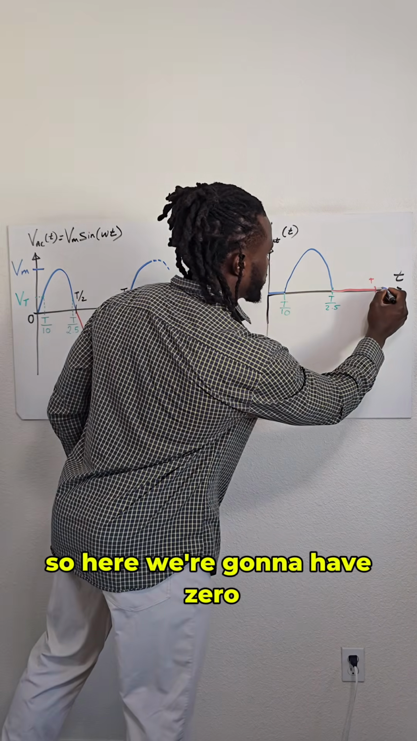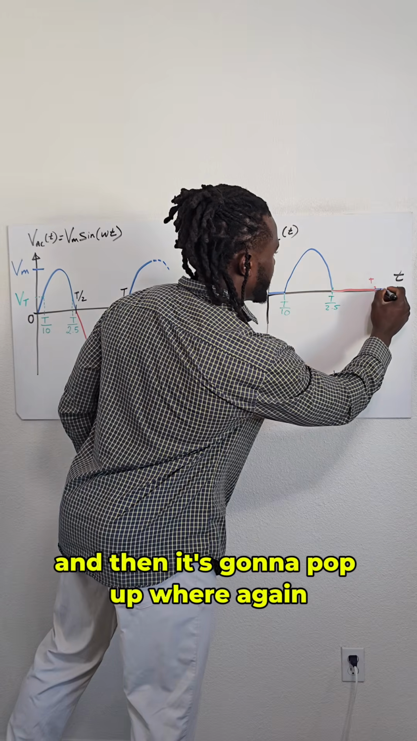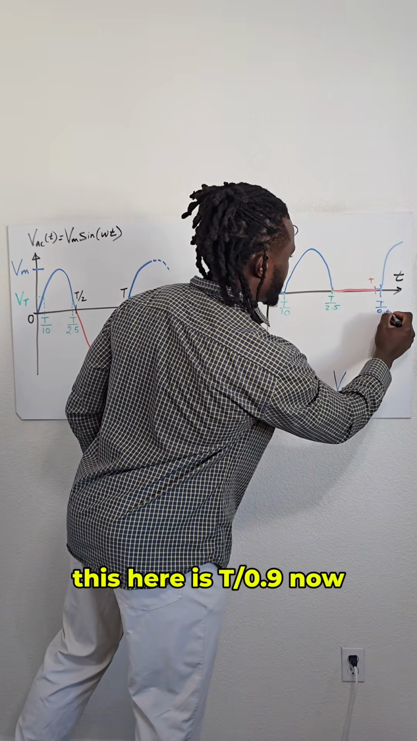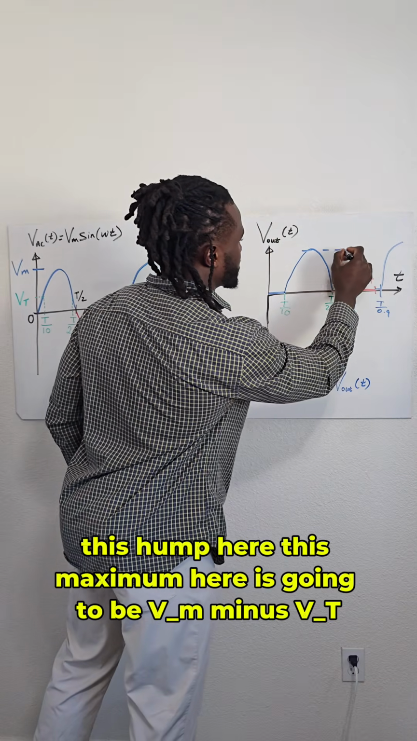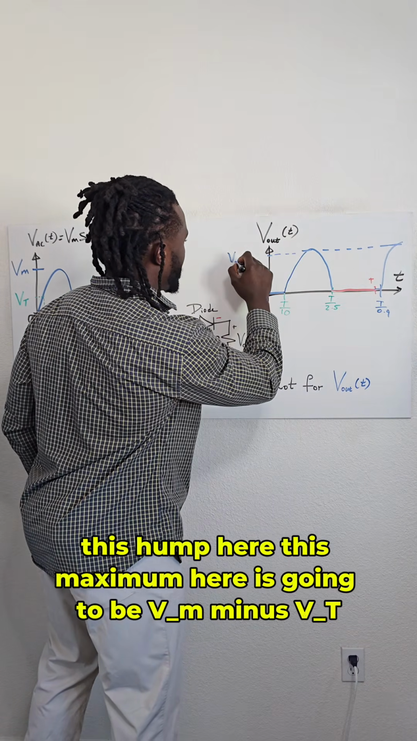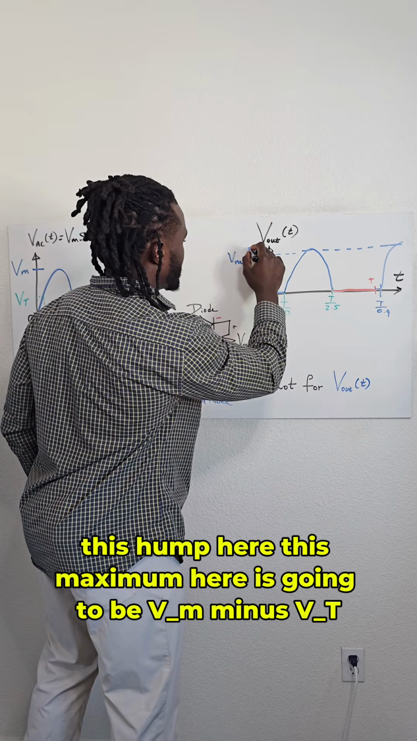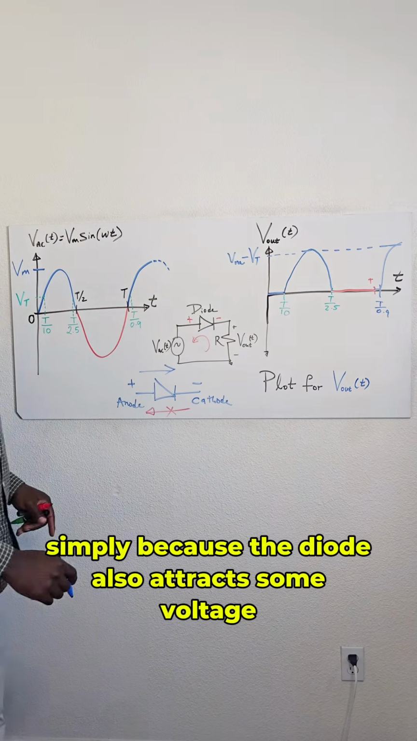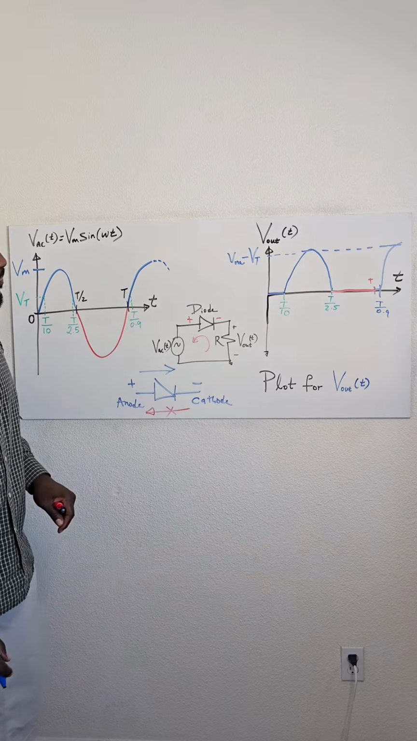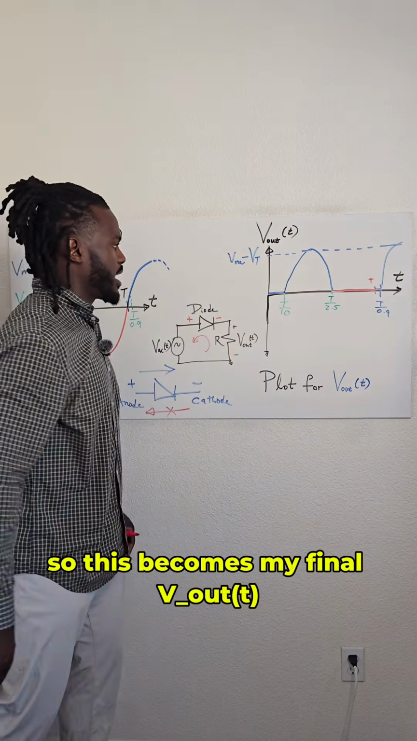So here we're going to have 0, and then it's going to pop up, where again, this here is t over 0.9. Now this hump here, this maximum here, is going to be Vm minus Vt, simply because the diode also attracts some voltage. So this becomes my final V out of t.